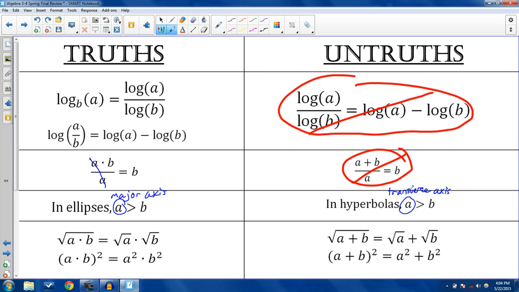Hyperbolas, a is not always necessarily greater than b, so you cannot say that this is true. They don't have to be. It only has to be the positive value.